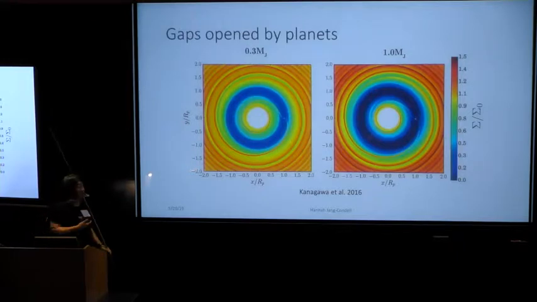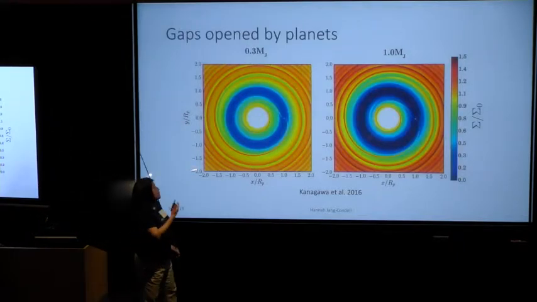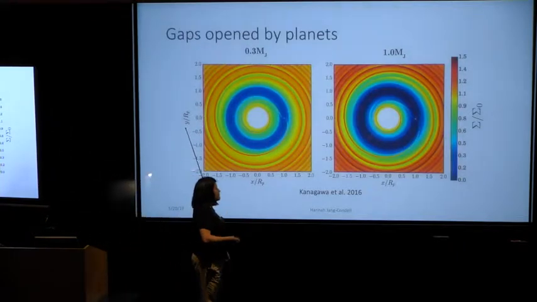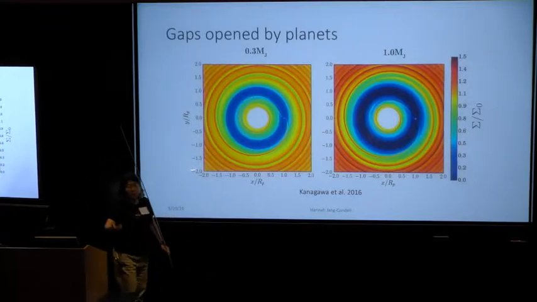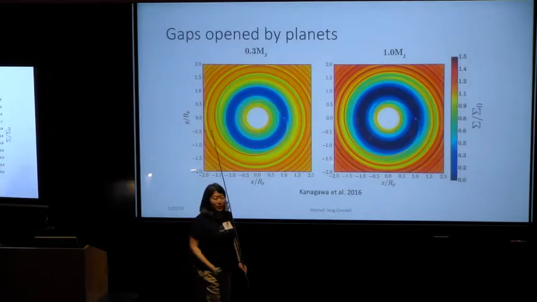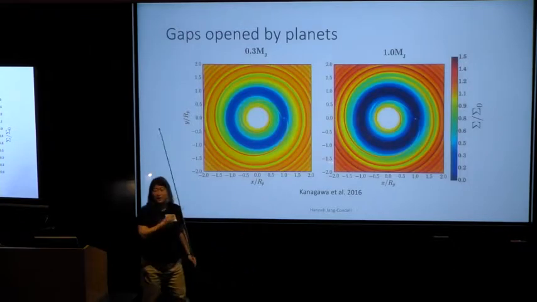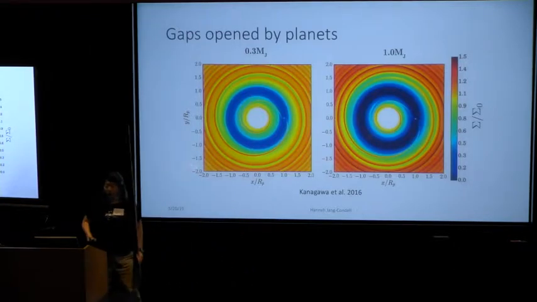So we see gaps are opened by planets. This is just an image of some hydrodynamic simulations of gap opening by planets. You run these simulations, gaps open. We see them in simulations. They must be happening when planets form in disks.